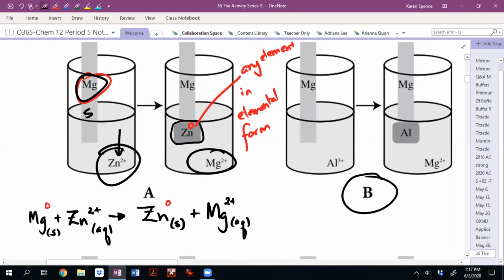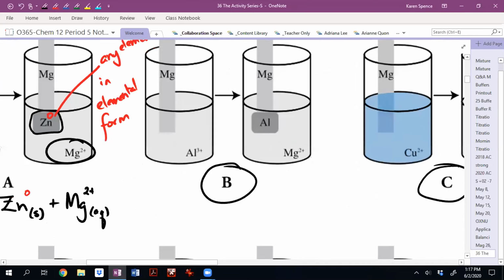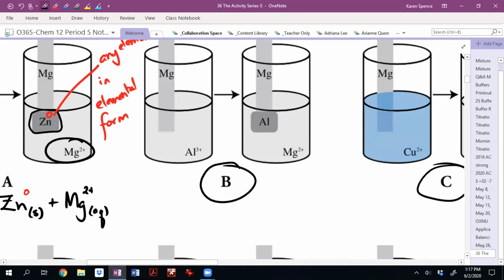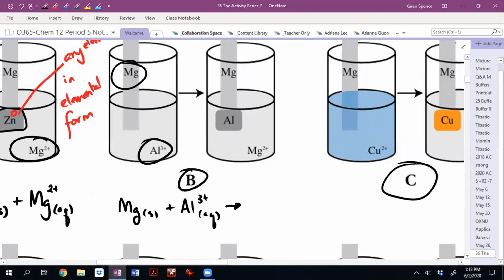And we can do the same thing for B, okay? So we have Mg as a reactant. That's our solid. And our other reactant is the Al3+ aqueous, goes to, and we're going to end up with over here, what are the two new things that we made in this reaction? What did we make in this reaction?